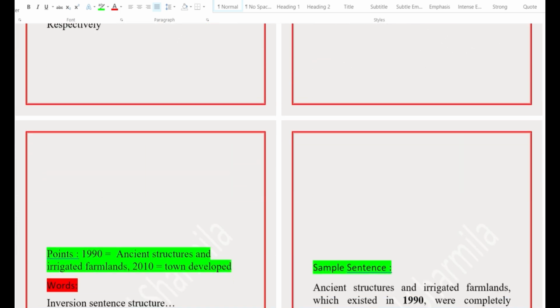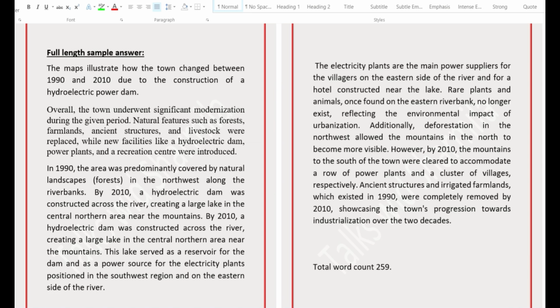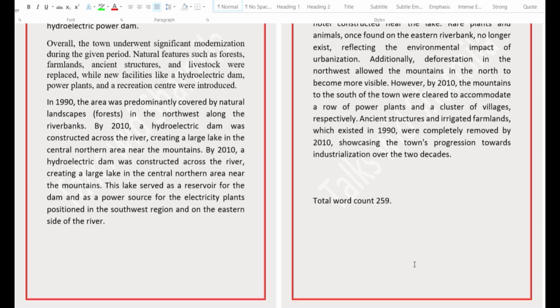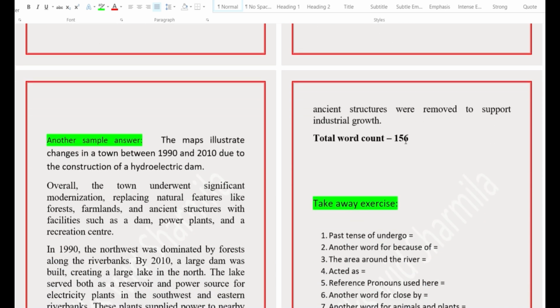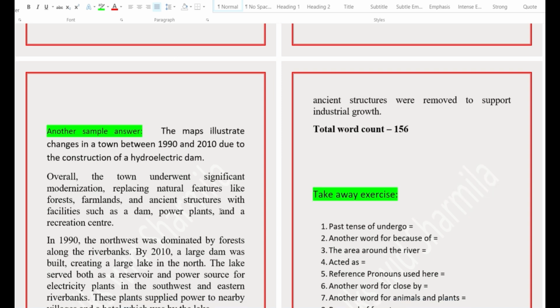And for that, what is the small expectation? Sit with your notes, keep copying down whatever I am emphasizing. At the end, you will see this full sample answer, which is 259 words. Yes, hold on your horses. I understand we don't write a 259-word essay, but this is only to know how to develop good sentence structures. And here is our answer, which has a word count of 156. The same words are being used here.